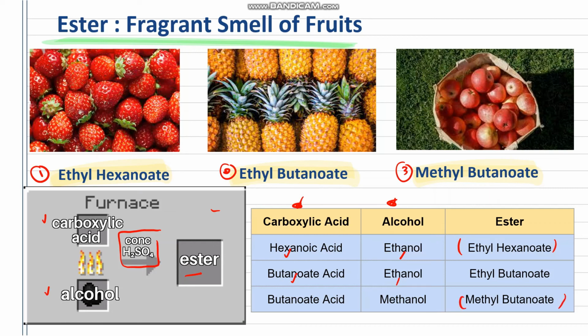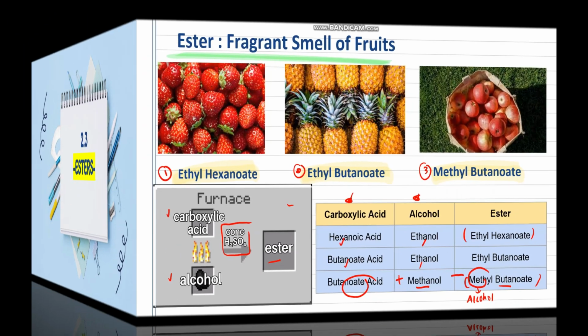Methyl, this part here, comes from the alcohol. Methyl simply means it comes from the methanol, and the butanoate here comes from the butanoic acid. Here the butanoic acid will react with the methanol in the presence of a catalyst, which is concentrated sulfuric acid, to form the ester that we call methyl butanoate. You will learn more detail regarding the naming of the ester, and you will have more practice in the coming video. So that's all.